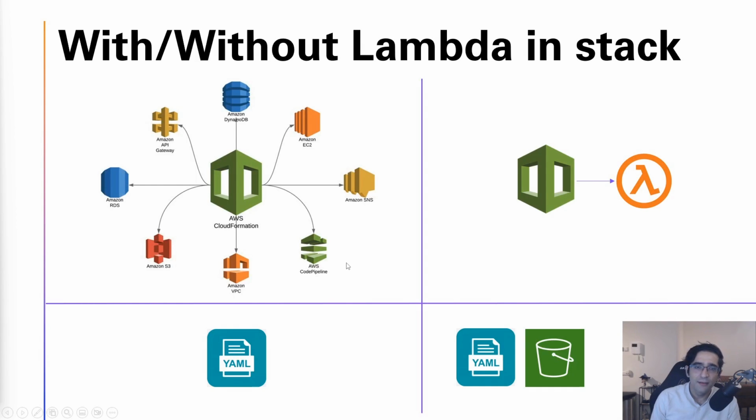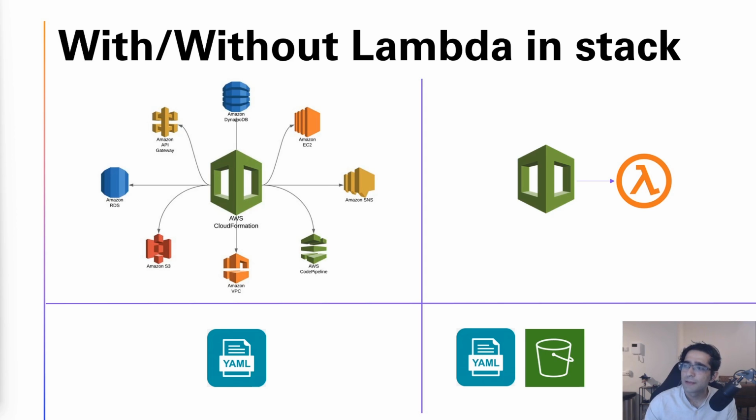Before we get started, let's have a look at the differences between deploying a stack with and without the Lambda in it. On the left, we see an AWS CloudFormation stack. Let's say it's a CDK stack, and it contains a lot of components: API Gateway, RDS, DynamoDB, and so on. And on the right, we have a CloudFormation template, so a CDK stack, containing a Lambda, comparable to the stack that we made.